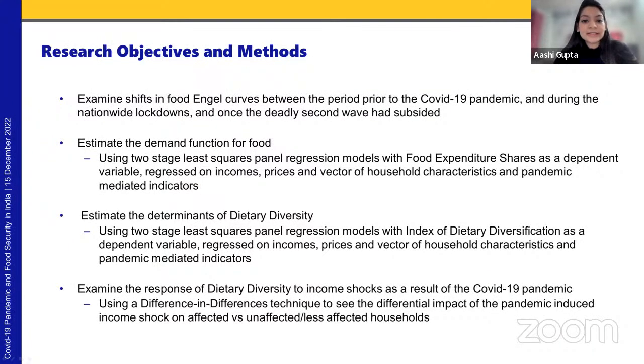We also estimate the determinants of dietary diversity, again using 2-stage least squares panel regression models with index of dietary diversity as a dependent variable. The calculation of this index is again explained in detail in the later slides. In addition, we examine the response of households to income shocks as a result of the COVID-19 pandemic using a difference-in-differences technique to see the differential impact of the pandemic-induced income shock on affected versus the unaffected or the less affected households.